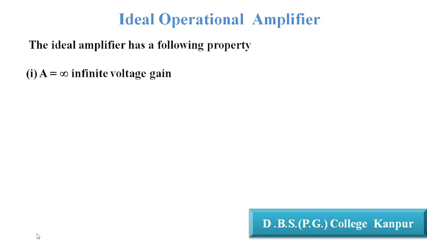Ideal operational amplifier means the ideal properties of the amplifier, especially the voltage amplifier. In the last class we discussed that three types of amplifier are basically possible: a voltage amplifier, a current amplifier, and a power amplifier, which amplify voltage, current, and power. An operational amplifier is a voltage amplifier, so the ideal properties of an operational amplifier are similar to those of a voltage amplifier.